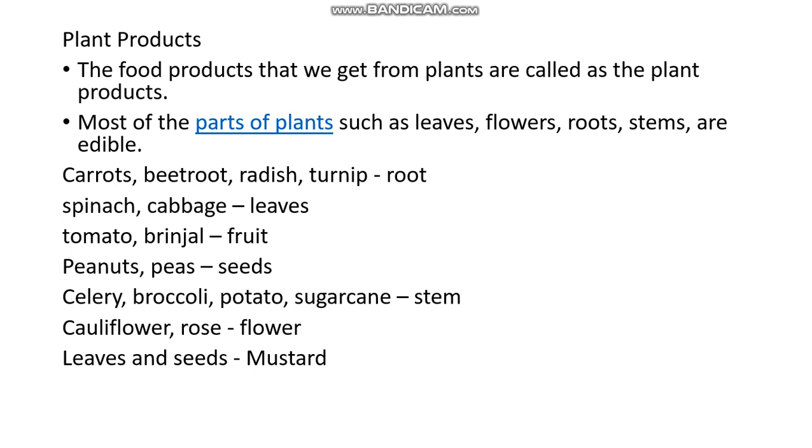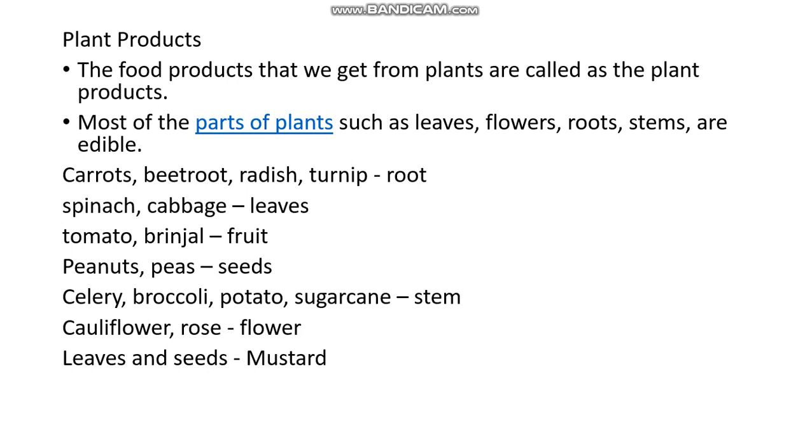Edible parts are nothing but the eatable parts of a plant. Here we can see some examples. Root: carrot, beetroot, radish, turnip. Leaves: spinach, cabbage. Fruit: tomato, brinjal. Seeds: peanut, peas. Stem: celery, potato, sugarcane. Flower: cauliflower. So some plants have two or more edible parts.